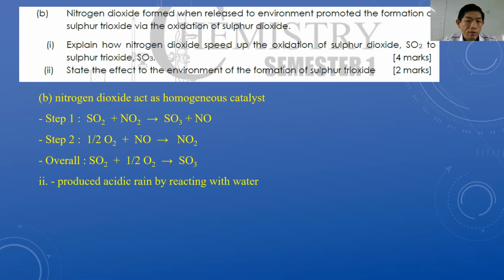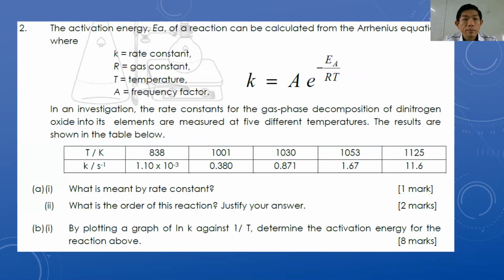It produces acid rain by reacting with water according to the equation SO3 plus H2O gives H2SO4. If you want to add more, the acid rain makes the soil become acidic and corrodes the buildings. So these are all the possible effects to the environment caused by the sulfur trioxide. Okay, so that is for question number 1. Then we go on to question number 2.